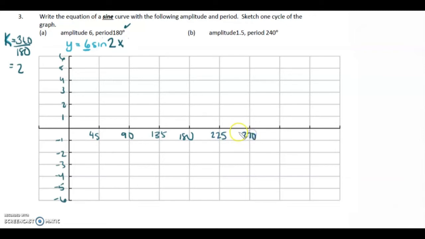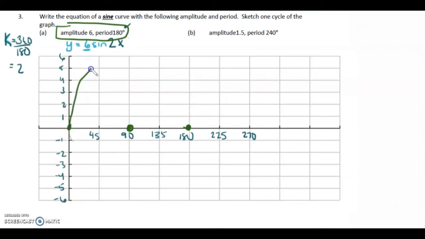And it's 270. Yep. Okay. So let's do this one. We're going to do this in green. Okay. Sine starts on the equation of axis. It ends on the equation of axis. And the middle point's on the equation of axis.